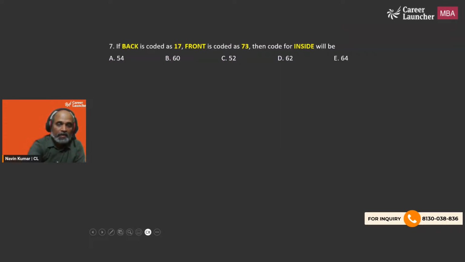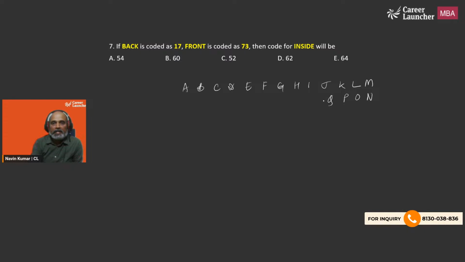Another. Back is coded as 17, front is coded as 73, then code for inside will be. So let's write it down again. In the exam, you obviously write it once and then you follow it through, unless there are so many questions that this entire sequence gets filled. So you may have to rewrite it, unlike how I have to write it in every question.